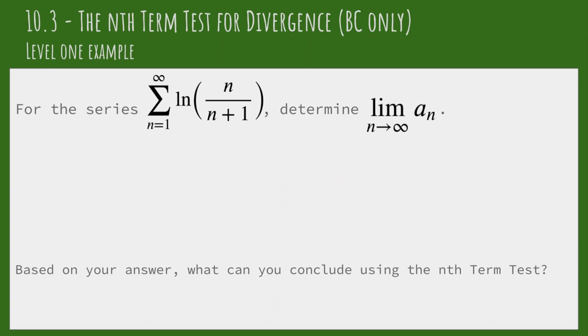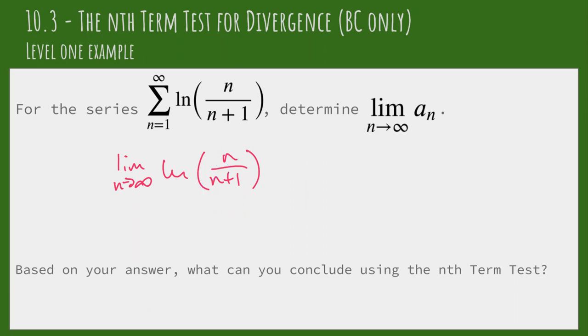Okay, next one. We want to look at the limit as n approaches infinity of the natural log of n over n plus 1. So as n approaches infinity here, n over n plus 1 is going to approach 1 because we have the same degree on the top and the bottom. If we plug in a big value for n, we might have 1,000,000 over 1,000,001. That's really close to 1. And as n gets bigger, that's going to get even closer to 1.